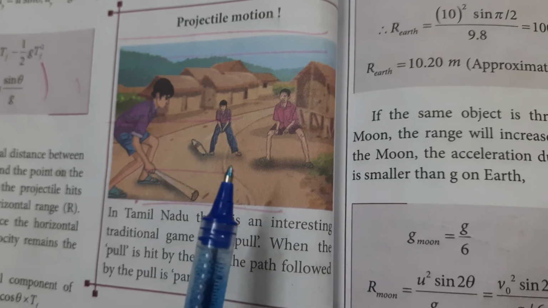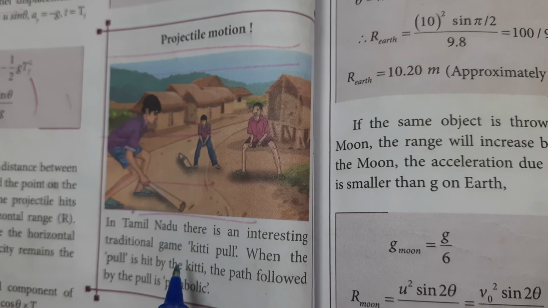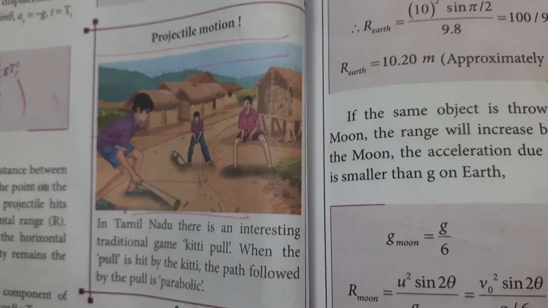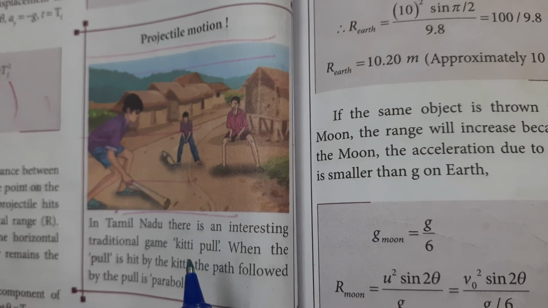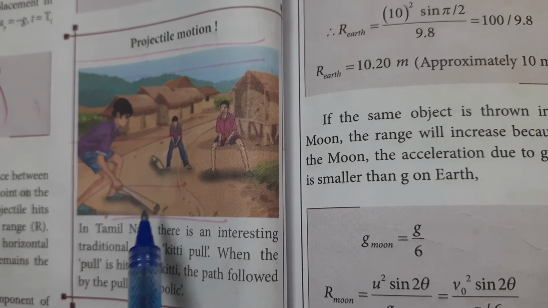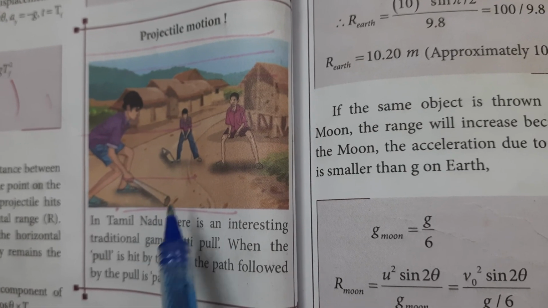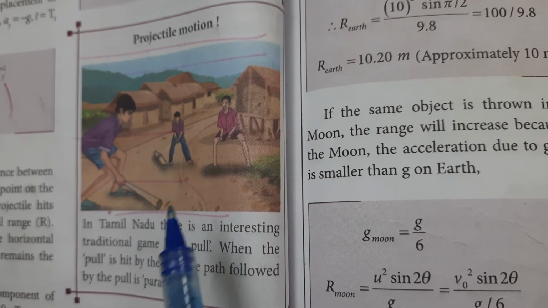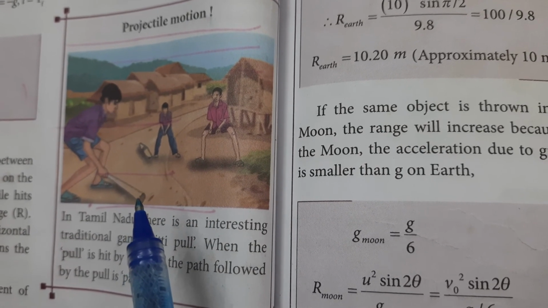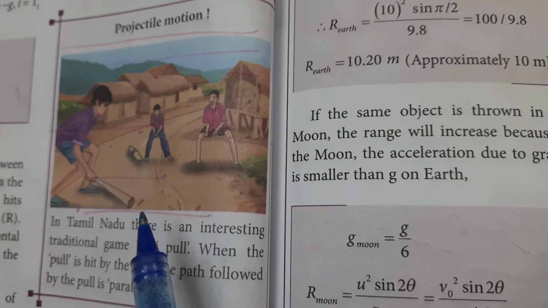One best example for angular projection is given in your book. In Tamil Nadu there is an interesting traditional game, kitty pull. When the pull is hit by the kitty, the path followed by the pull is parabolic. Your parents may have played this kitty pull. Whether you are playing or not, I don't know. With 2 sticks, they will be projecting and they will be measuring the distance. Whoever covers the larger distance is the winner. So this is the kitty pull. This is an example of projectile motion.